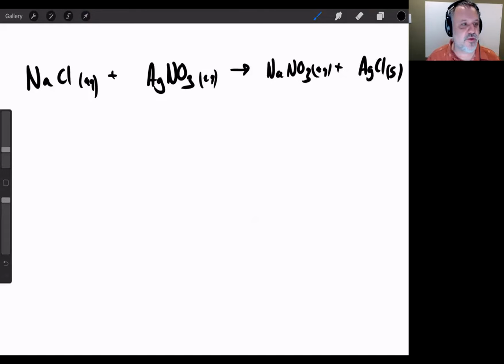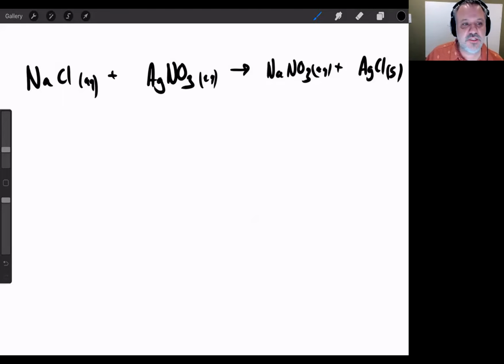The question is asked, will this be in all reactions or just double displacement reactions? Double displacement reactions are the only reactions that you will use to write complete and net ionic equations, with the exception being acid-base reactions, which we'll discuss in just a second. When it comes to acid-base reactions, we think about them slightly differently than double displacement reactions, but they are essentially a double displacement reaction.